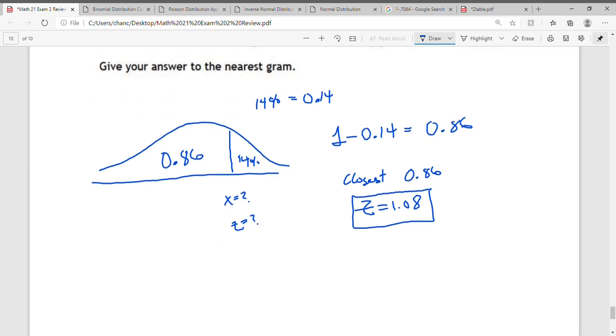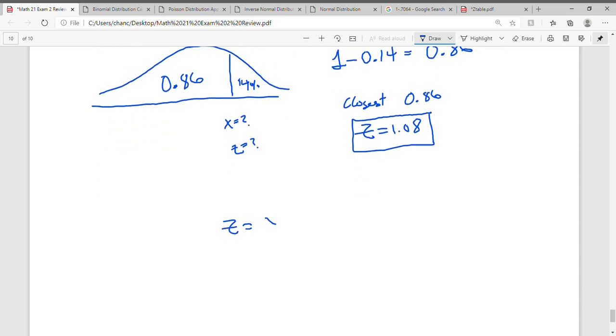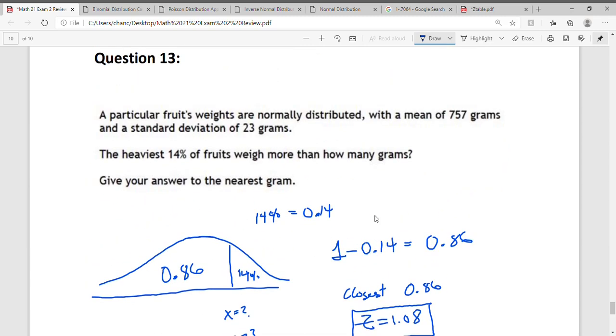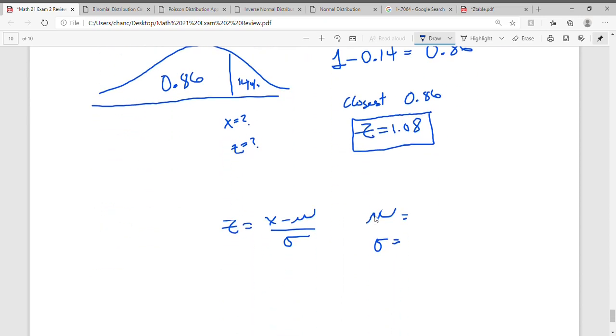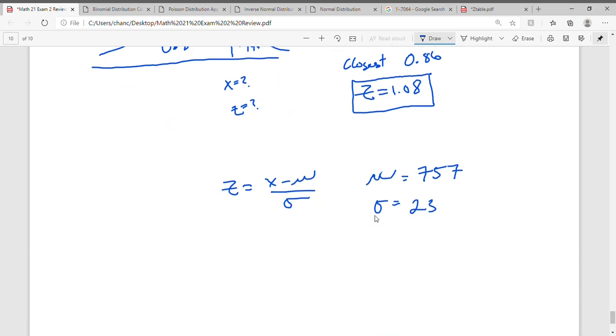How do we find x? We use the formula z equals x minus mu divided by sigma. Now I know z, that's 1.08. I need to find the mean and the standard deviation. The mean is 757 and the standard deviation is 23. And now we can plug in the values. We have 1.08 equals x minus 757 divided by 23. Let's multiply both sides by 23.